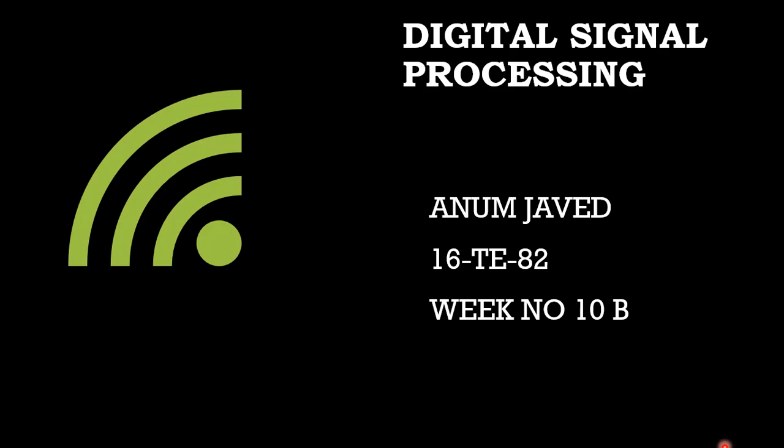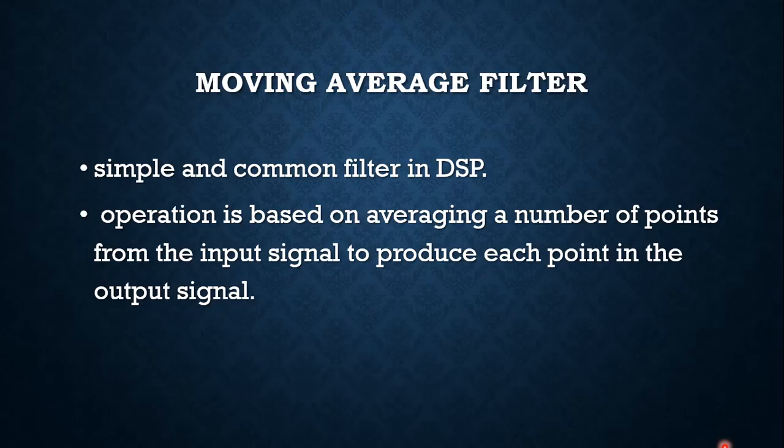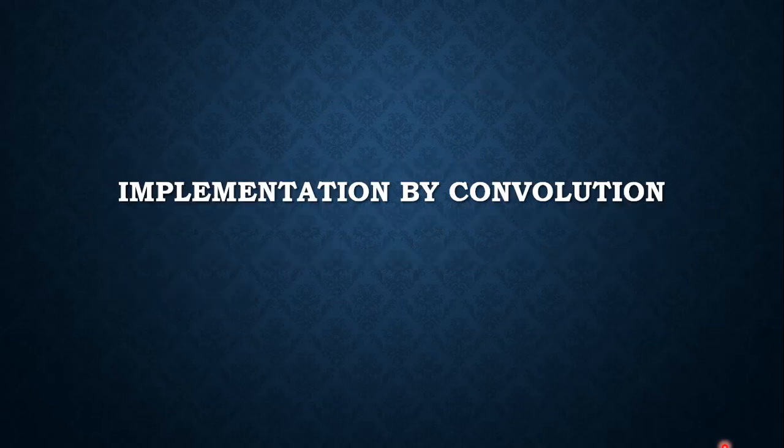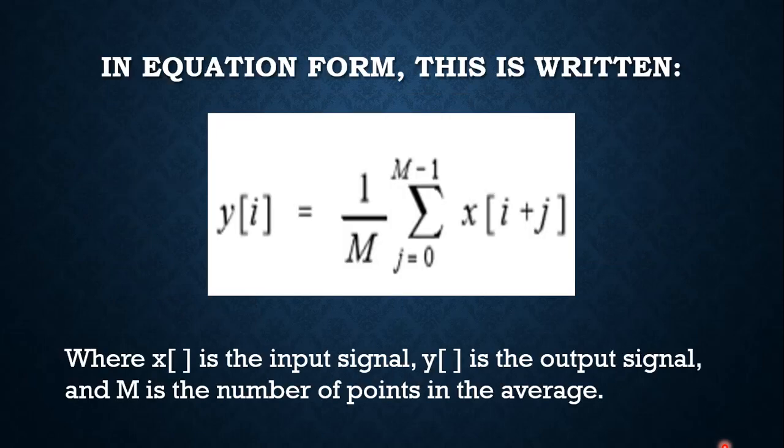Welcome to the lecture of digital signal processing. Today we will discuss what is moving average filter. It is a simple and common filter in digital signal processing. Its operation is based on averaging a number of points from the input signal to produce each point in the output signal. We will implement moving average filter by using convolution.